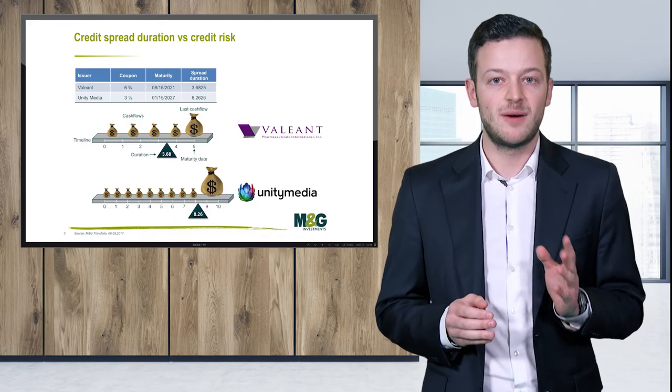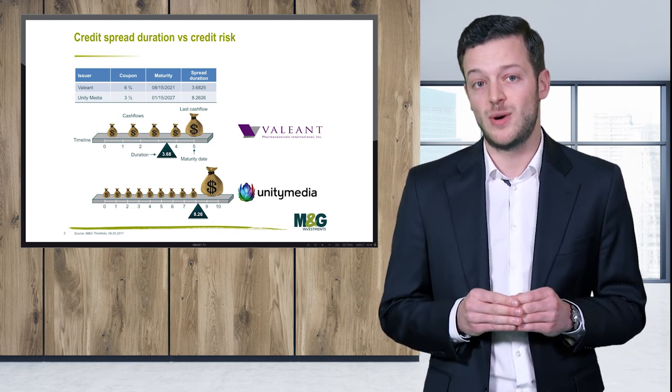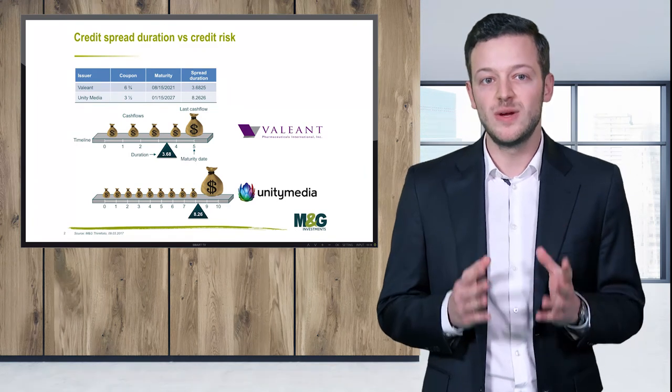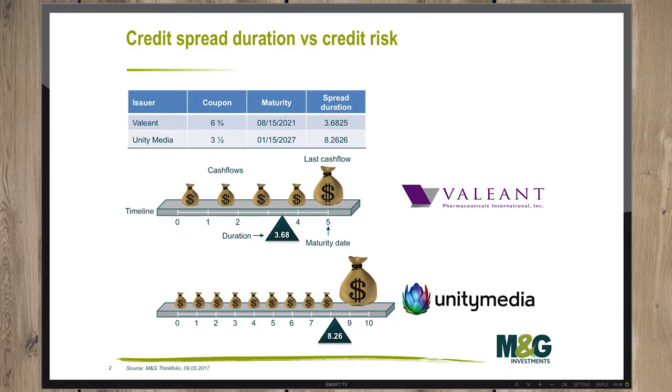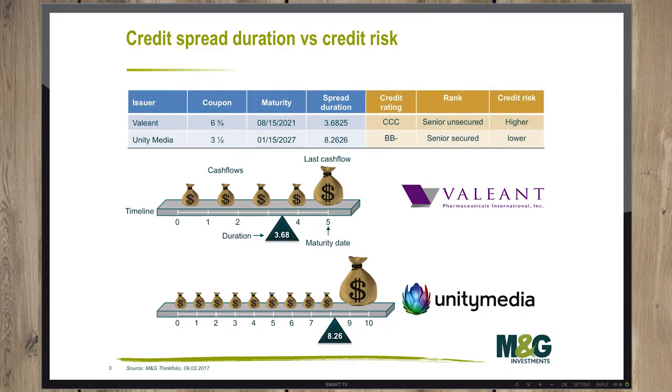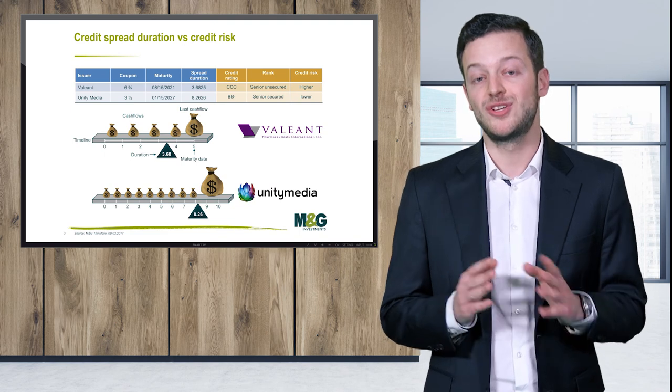Now, important and something that is often mistaken, credit spread duration is not an indicator of credit risk. Credit risk is the risk of default, and the main indicator for this is the credit rating. Picture this. The longer dated bond of Unity Media has a high credit spread duration and is therefore sensitive to market moves. However, credit risk or the probability of default is significantly lower than the CCC rated security of Valiant. So whenever you speak about a bond, make sure you properly distinguish those two terms.